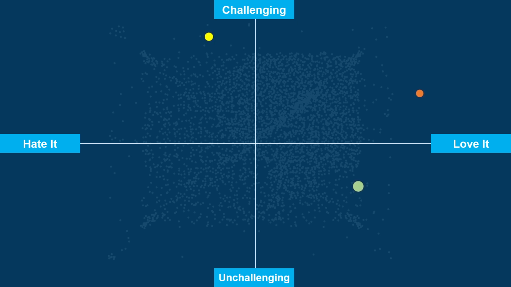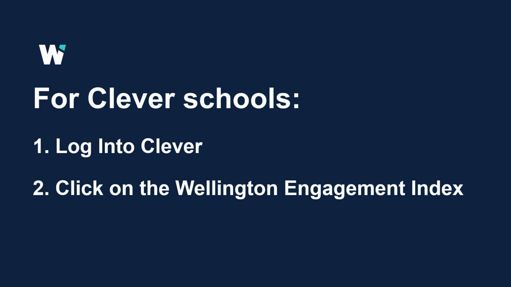Now that you have an idea of how the Wellington Engagement Index works, let's show you how to log in and place dots for real. If your school uses Clever, sign into your Clever portal and then click on the Wellington Engagement Index to get started. If your school does not use Clever, follow these next steps.